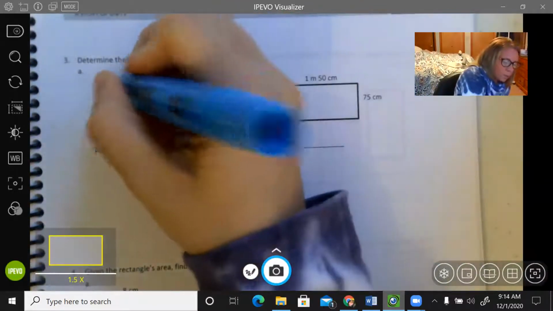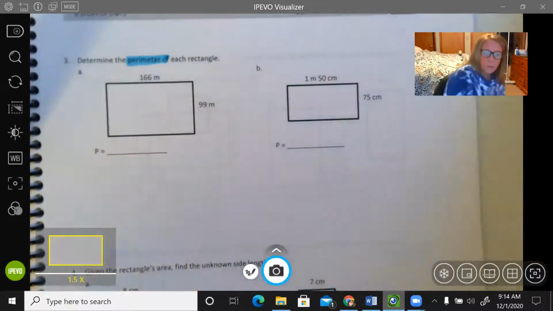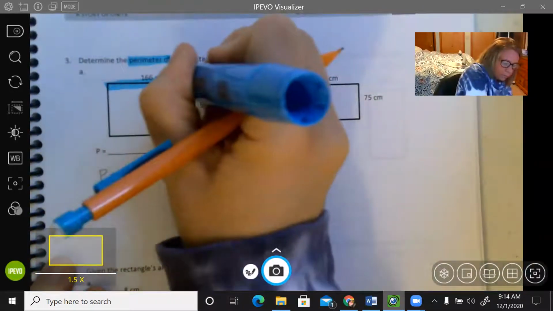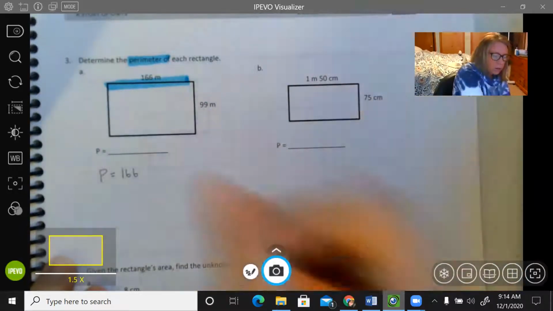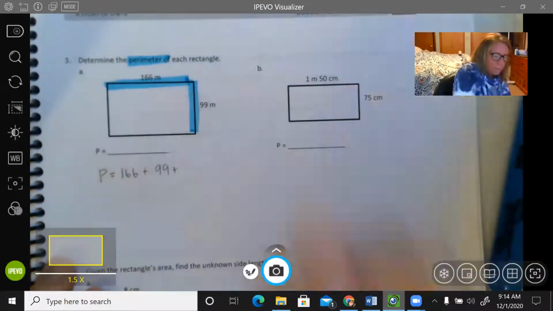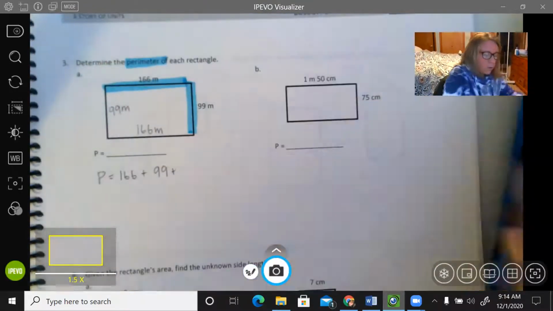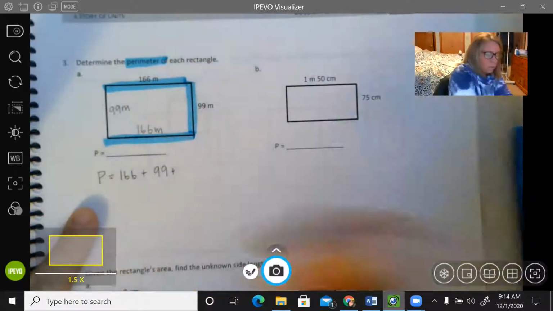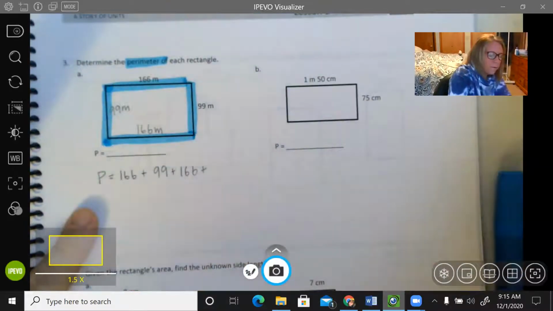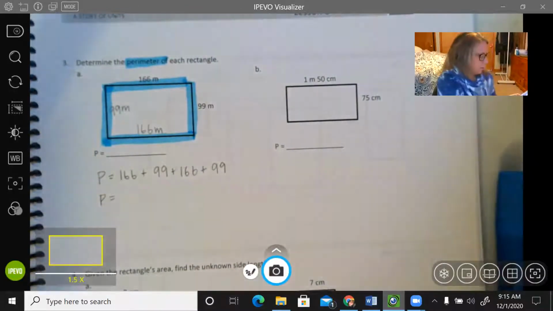So I'm going to show you another strategy that I use sometimes. So I know I'm going the whole way around. So to find perimeter, I know that I'm adding up all the sides. So that I don't miss any sides, sometimes I do this. I highlight and then I write down. So I have 166 plus, go down this side, 99. Now we have meters. I know that opposites are equal, so I'm going to label those. And then I'm going to highlight the length, write it down, 166 plus my last one. So I've gone the whole way around my rectangle, plus 99. For this one, I am going to use my calculator.